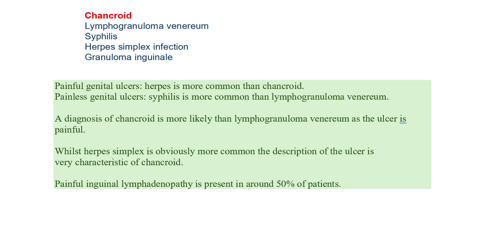So painful genital ulcers, again, herpes is more common than chancroid. And in painless genital ulcers, syphilis is more common than lymphogranuloma venereum. So as we mentioned, diagnosis of chancroid is more likely as the ulcer is painful and the typical description of the ulcer. Herpes simplex is obviously more common. The description of the ulcer is very characteristic of chancroid. There is painful inguinal lymphadenopathy and it's present in 50% of patients.